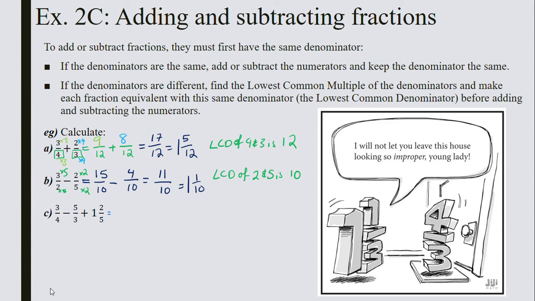All right, this time, a little bit more thinking involved. We need to think of the lowest common denominator, which is the same as the lowest common multiple, of 4, 3, and 5. So we need a number that 4, 3, and 5 all will divide evenly into. I'll let you have a think of what that might be.